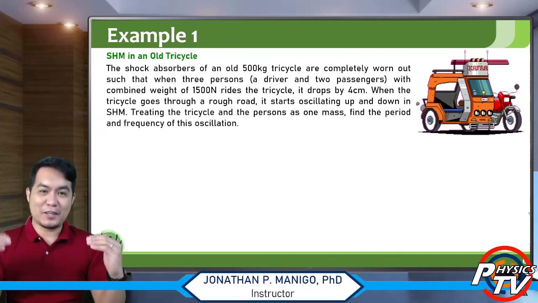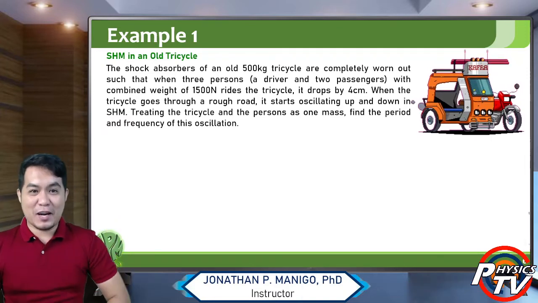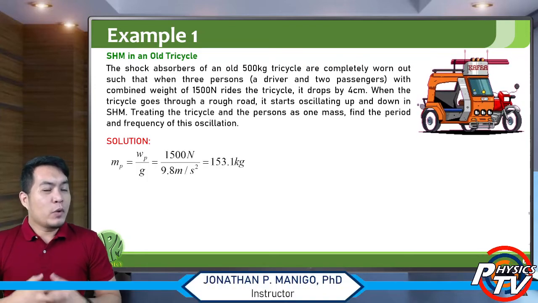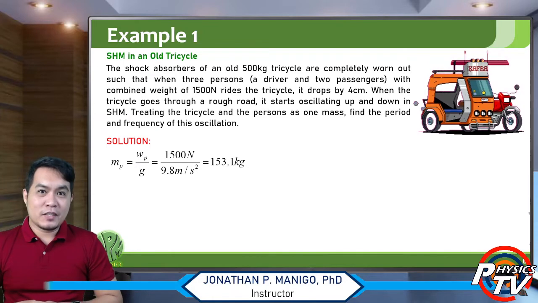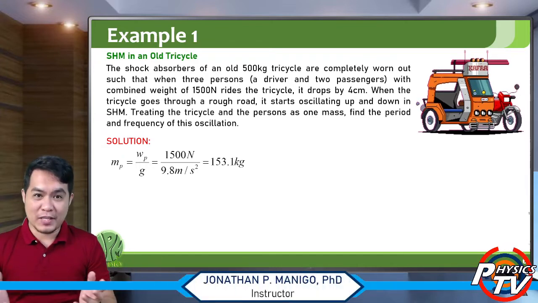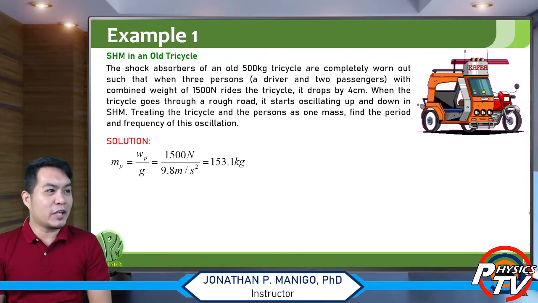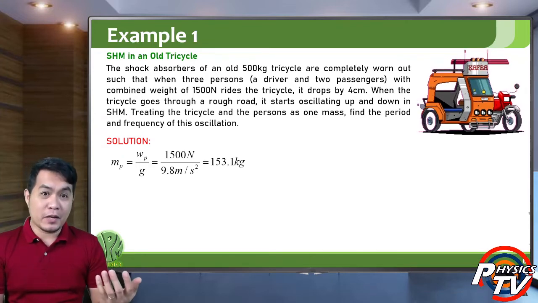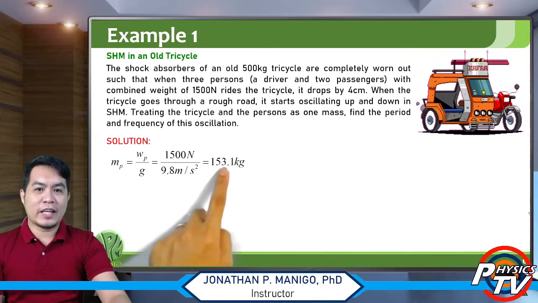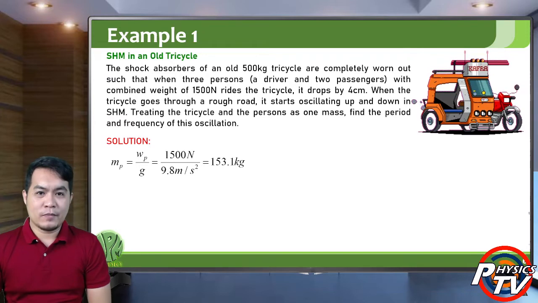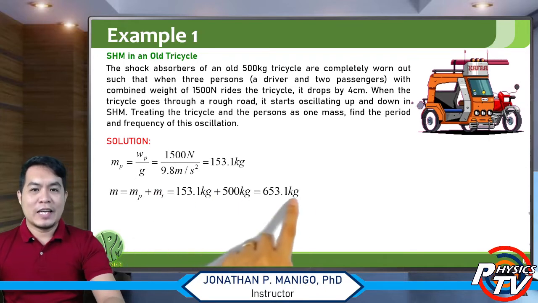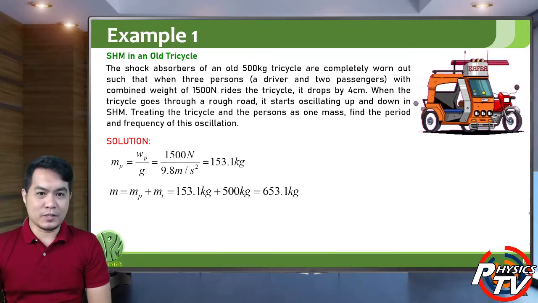So basically, it's like you're riding on a bumpy road. That's actually a simple harmonic motion. Okay, so we need to know the mass of the persons first and the mass of the tricycle, which is given, so we get the total mass, because we will treat this system as one mass. We are only given the combined weight of all of the persons, so to get the mass, we divide it by g, or 9.8, and we get 153.1 kilograms. Therefore, the total mass, the mass of the persons plus the mass of the tricycle, is 653.1 kilograms.